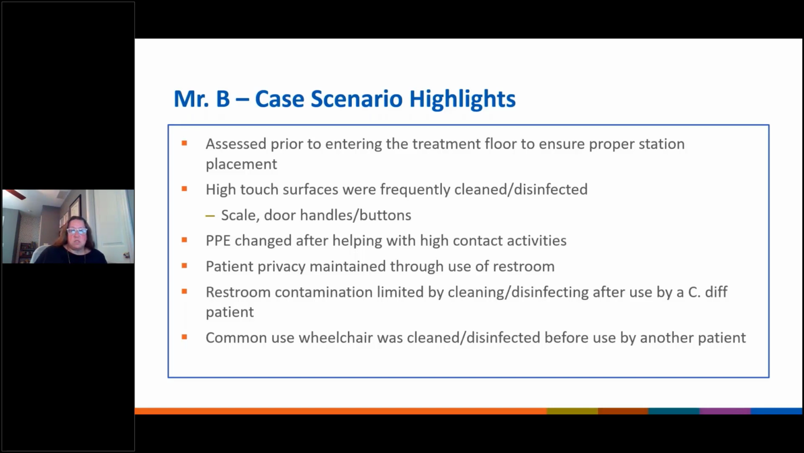Those high-touch surfaces, such as the scale, the door handles, and buttons, were frequently cleaned and disinfected. The technician changed PPE after helping with those high-contact activities. The patient's privacy was maintained through use of that restroom, and the restroom contamination was limited by cleaning and disinfecting it after use by that C. diff patient. And that common use wheelchair was cleaned and disinfected before it was used by another patient.